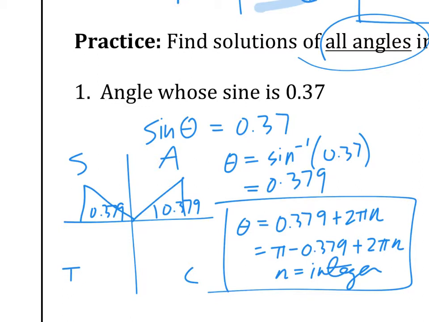Okay, let's try another one. This time, you're not going to use your calculator. You're just going to think about it because all the numbers are in the unit circle. So you're going to have to think about your unit circle. Okay, so some of you had a 2 pi. That's okay.